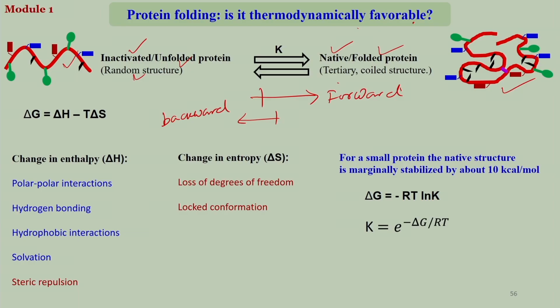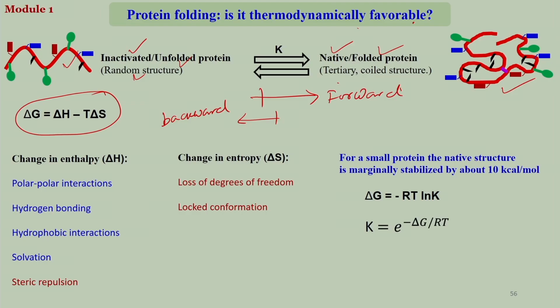So, as you know, the basic thermodynamic equation is delta G equals delta H minus T delta S. So, delta G is the Gibbs free energy for the process, delta H is the change of enthalpy, and delta S is the change of entropy. T is the temperature at which you are doing the experiments. In this case, it is the room temperature or the biological cell temperature, which is 37 degrees Celsius.